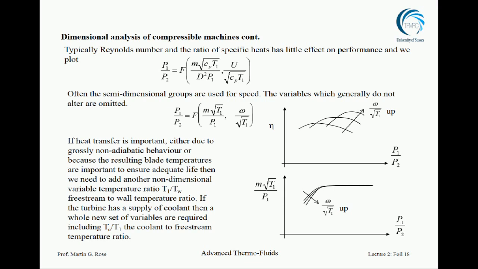The efficiency of the turbine looks like this. There's a curve at each rotational speed, and you will see that the peak efficiency is a function of the pressure ratio, and the faster the machine goes, omega over root T going up, the higher the efficiency. And this leads to the statement in Rolls-Royce that turbines like going fast.